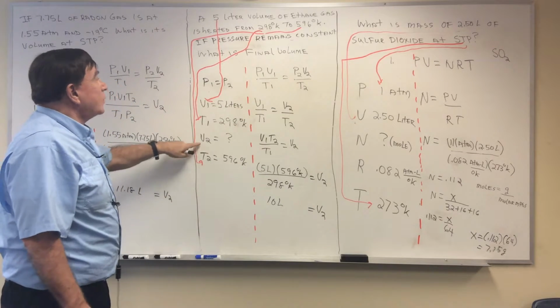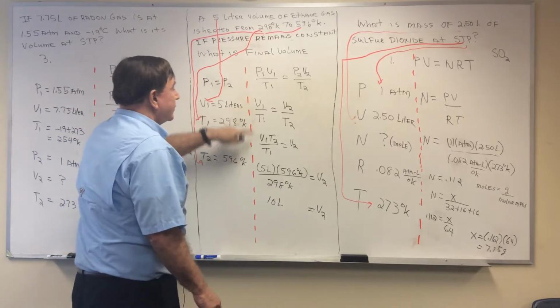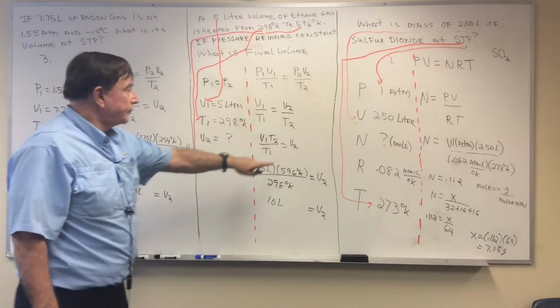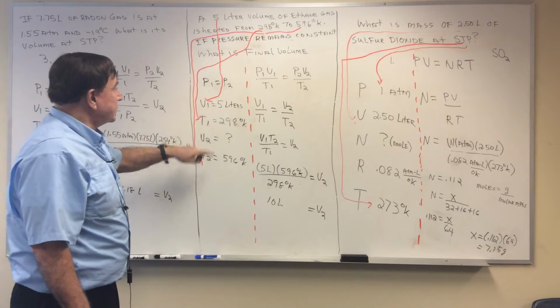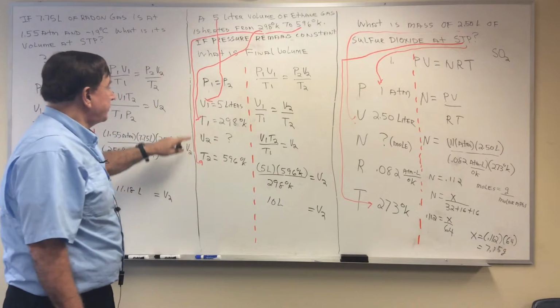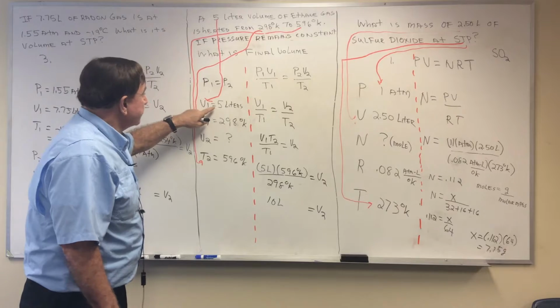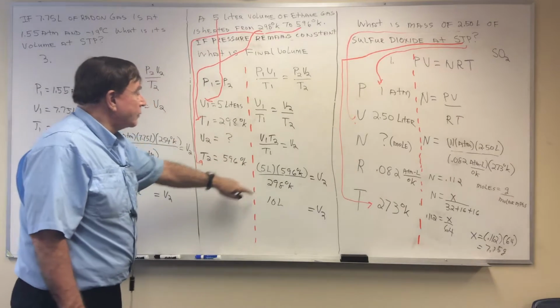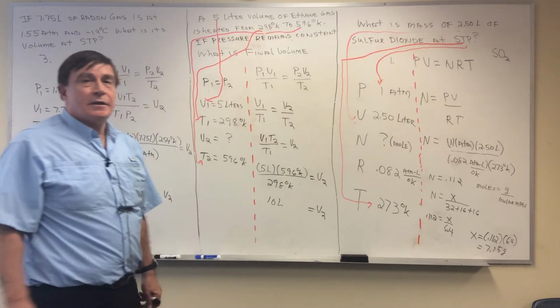Okay, now what are we looking for? Volume. So now we rearrange the equation to have the volume. We put in the appropriate numbers. Again, 5 liters, 596, and the appropriate temperatures, and we get V2, which is going to be 10 liters.